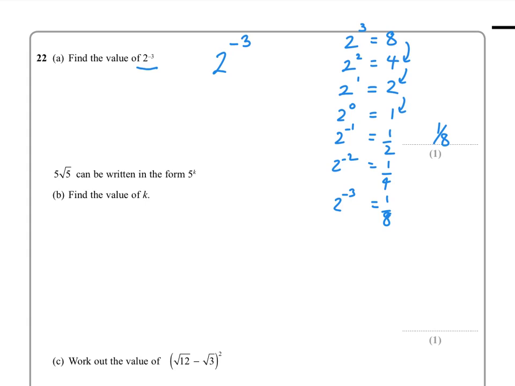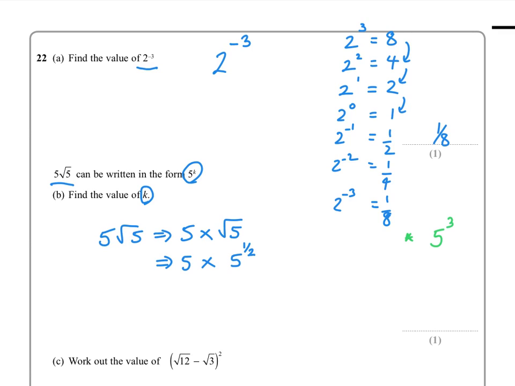It says 5 root 5 can be written in the form 5 to the power of k. Find the value of k. Now, if we write this as 5 multiplied by the square root of 5, then square rooting is the same as writing to the power of a half. So if you had 5 cubed, for example, and you wanted to write the cube root of 5 instead, you would write 5 to the power of a third, and that would be the same as this. This notation's not used as much as this.